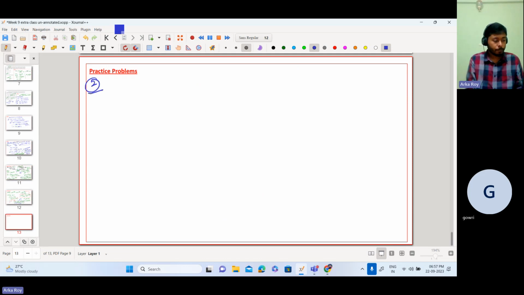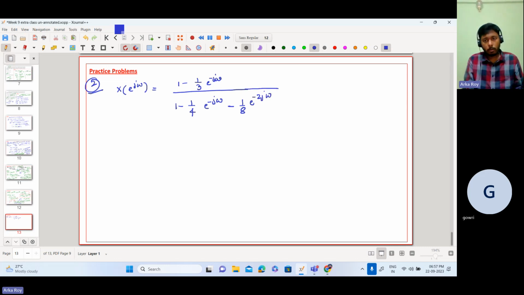So question 2. Question 2 is given as X of e to the power j omega is 1 minus 1 upon 3 e to the power minus j omega, divided by 1 minus 1 upon 4 e to the power minus j omega times 1 upon 8 e to the power minus j omega. Find x of n.